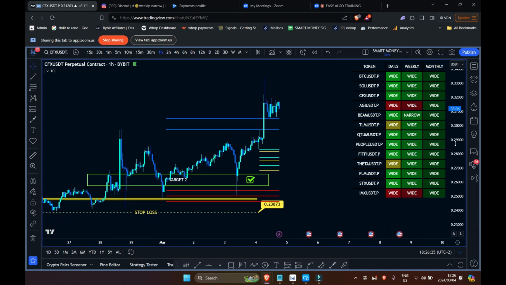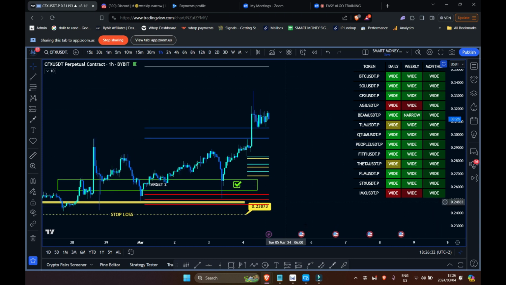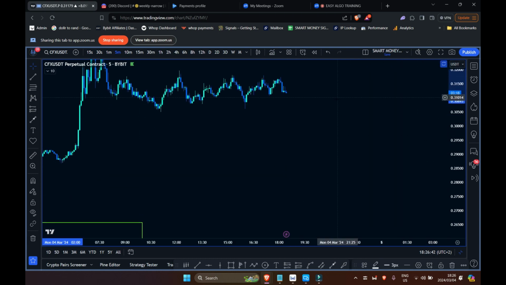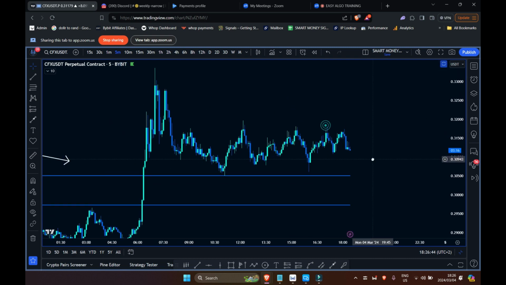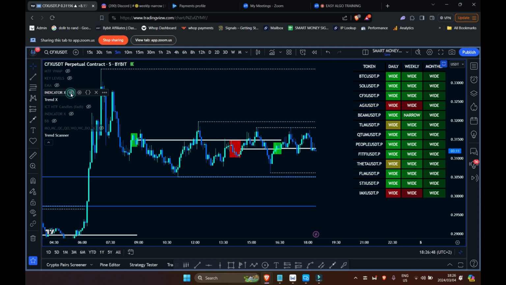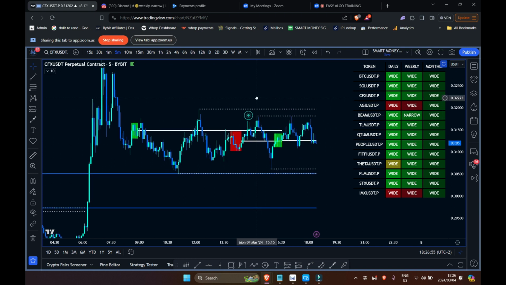So you can see over here, it's currently wide on the monthly and wide on the weekly. So we know that it's going to be ranging a bit. And look where it is. It's actually broken above the monthly, the previous month high. So around this range, if we go into a lower time frame, you can see, look, it is ranging. Whenever the market is ranging, this is the best time to turn on indicator X, because it's really easy to trade a range with indicator X, really easy.